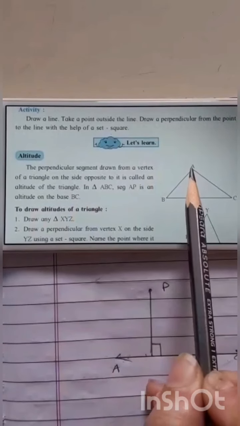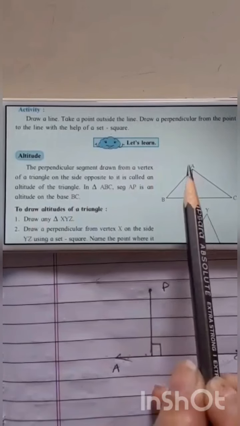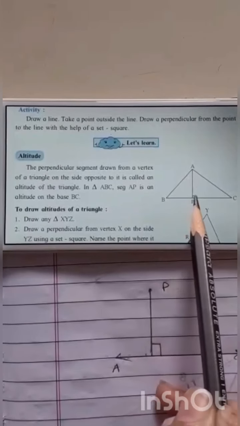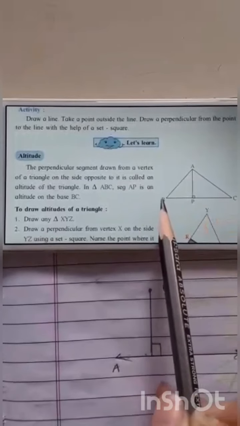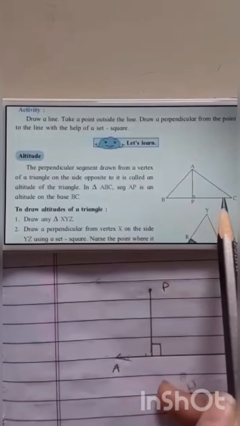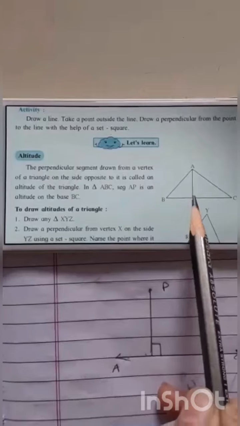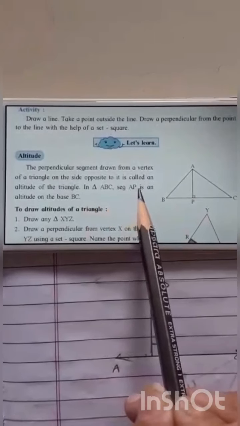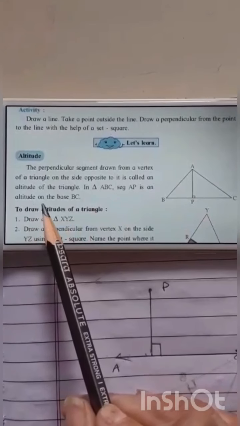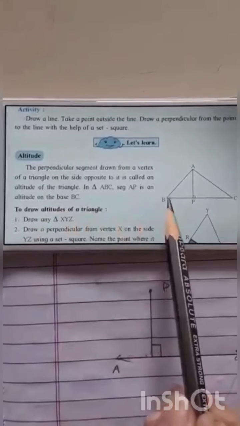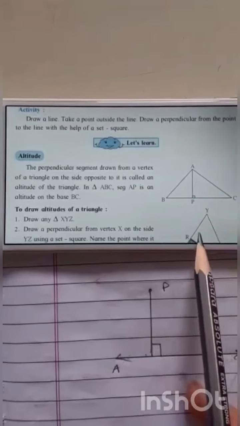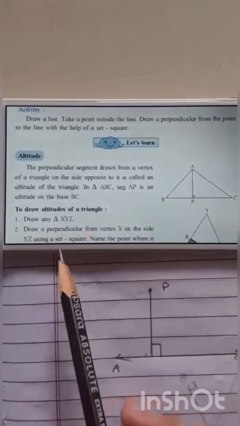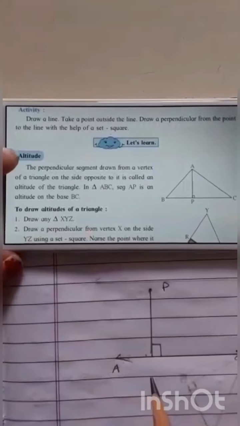So you are drawing a perpendicular segment from a vertex of a triangle on the opposite side. Now BC is the opposite side of this triangle. So this is called an altitude. So in triangle ABC, segment AP is an altitude on the base BC. So this is the base. Now how will you draw? To draw an altitude of a triangle, let us see a few steps on how to draw it.